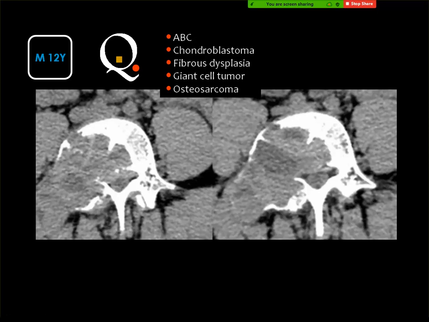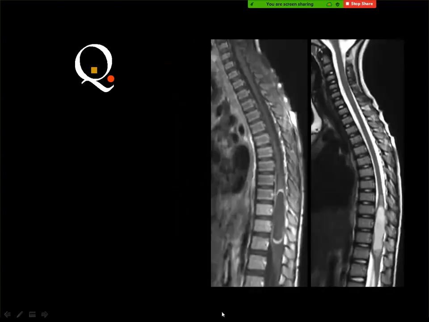Aneurysmal bone cyst, ABC, neuroblastoma. Which one of these? Aneurysmal bone cyst. Yes, and this is aneurysmal bone cyst because of the fluid levels. They are not well demonstrated by CT, but the MRI, of course, is much better.